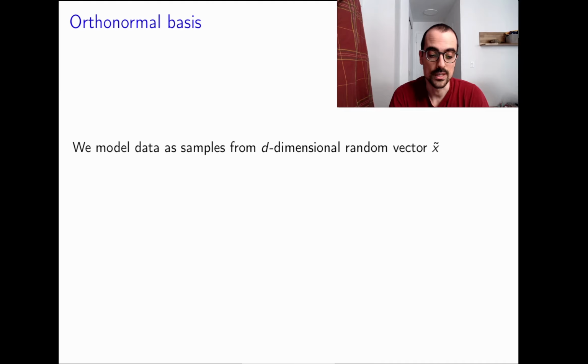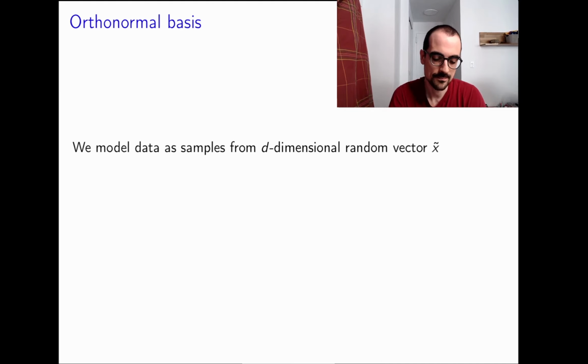The idea is the following. We're going to model data as samples from a d-dimensional random vector x. All right? X is going to have zero mean. If it doesn't have zero mean, you can always center it by subtracting its mean, which is anyways what you usually do when you're processing data. The first thing you do is you just center the data if you're going to do dimensionality reduction. And we'll see examples later. But now let's assume that X has zero mean so that we can simplify the exposition a little bit.